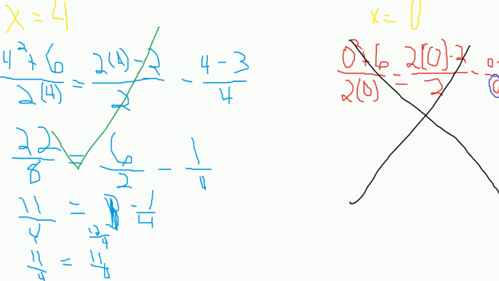So in grade, x can equal 4 and x cannot equal 0, with x equals 0 being our extraneous solution and x equals 4 being our real solution.